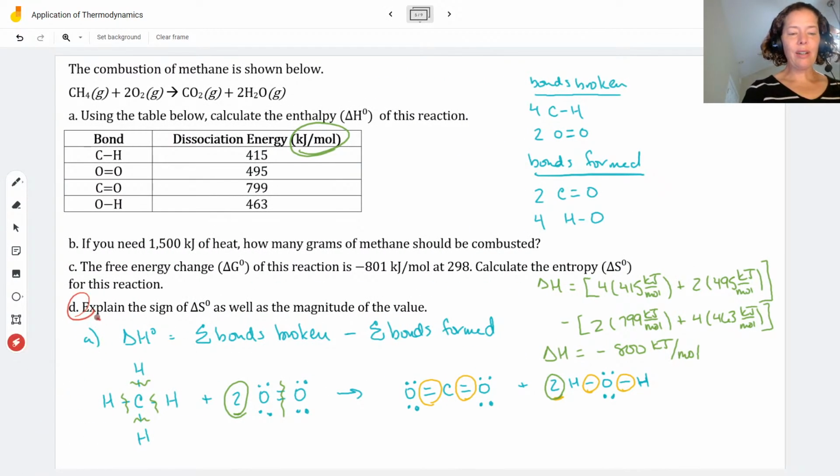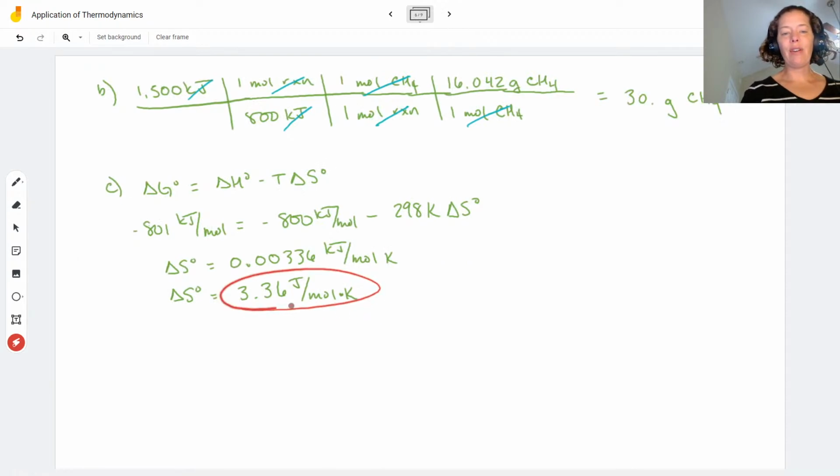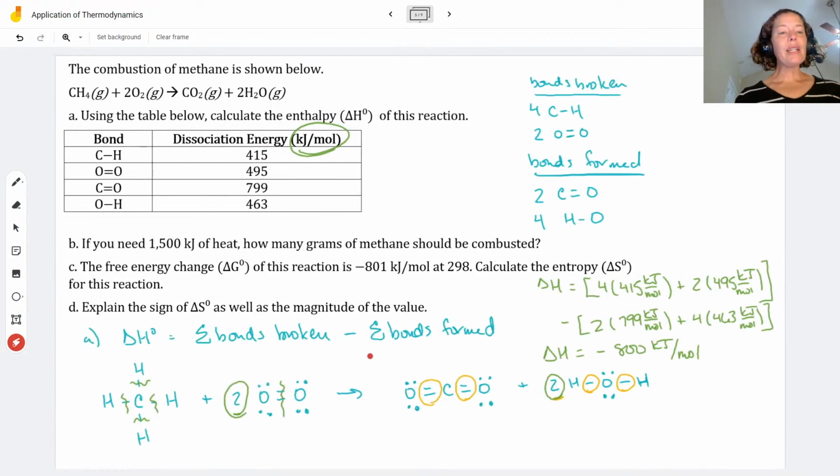Our last part here is to explain the sign of delta S as well as the magnitude and the value. We got a very, very small value for delta S. I mean, this is almost 0. So what is going on with entropy in this reaction? One thing I notice is we have the same number of moles on both sides. We have 1 plus 2, so 3 moles on the reactant side, and 3 moles on the product side. So our number of moles is not increasing or decreasing. That can definitely change entropy.